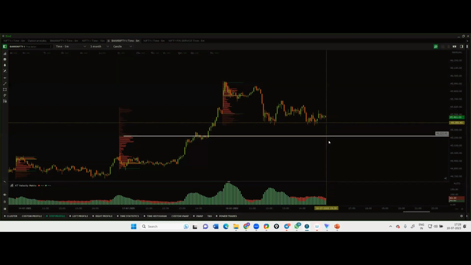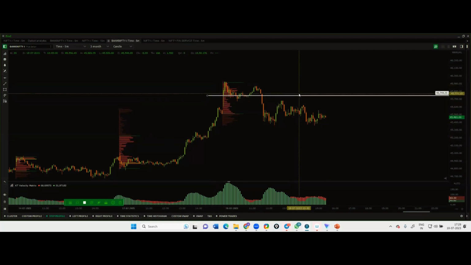Or rather, instead of chasing shorts, if we open with a gap up, for example, then I would be more than happy to short. Say we open with a gap up and test today's point of control at 45,740, or we open with a gap up and start showing some rejection at 45,500. These are good locations to short.